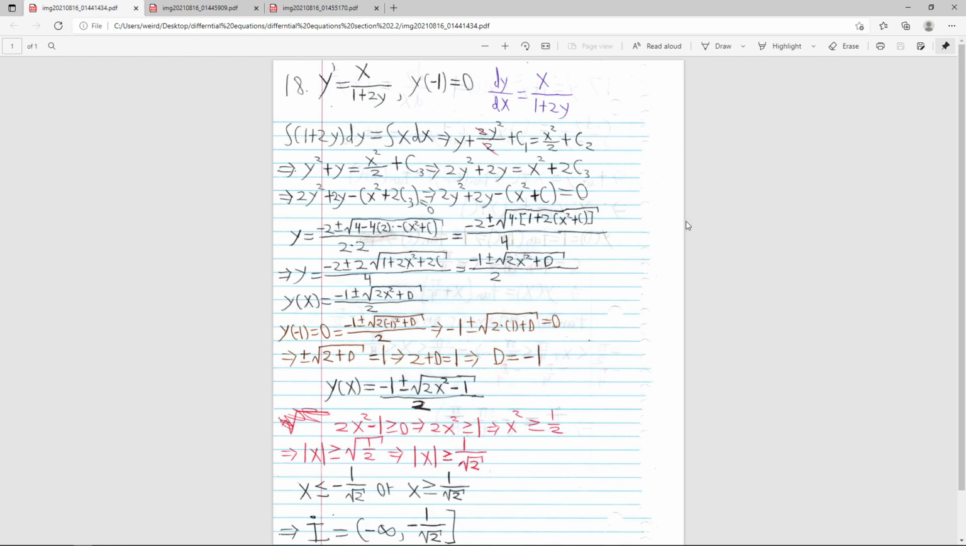Okay. One more just like this, and we have two interesting examples. Let's start using separable equations. So y prime equals x divided by 1 plus 2y, and y of negative 1 equals 0. So dy dx equals x divided by 1 plus 2y. You separate that 1 plus 2y on the left hand side, and x dx.